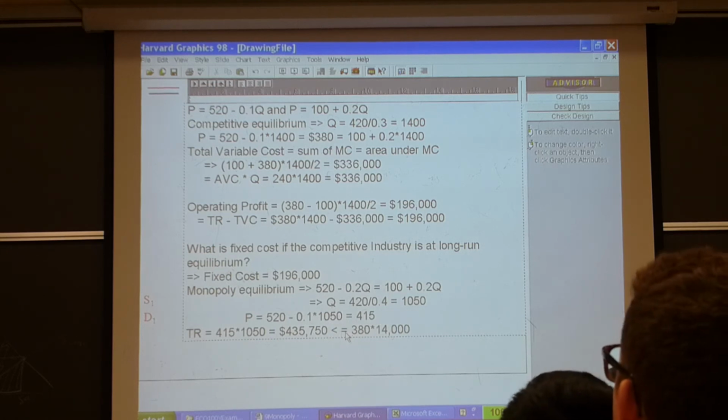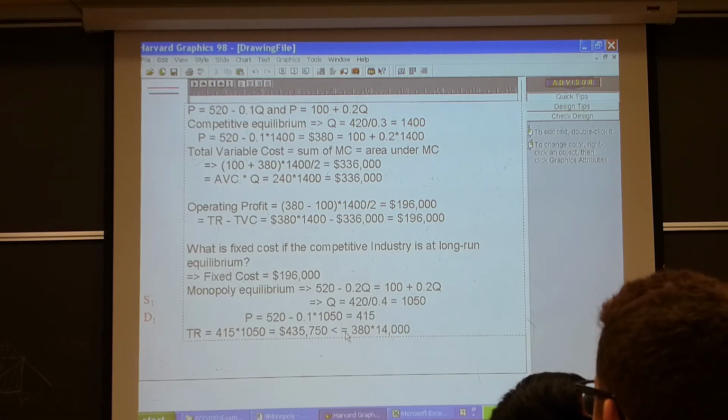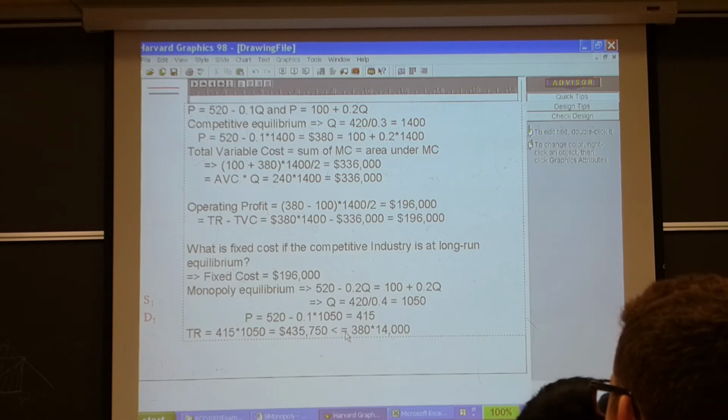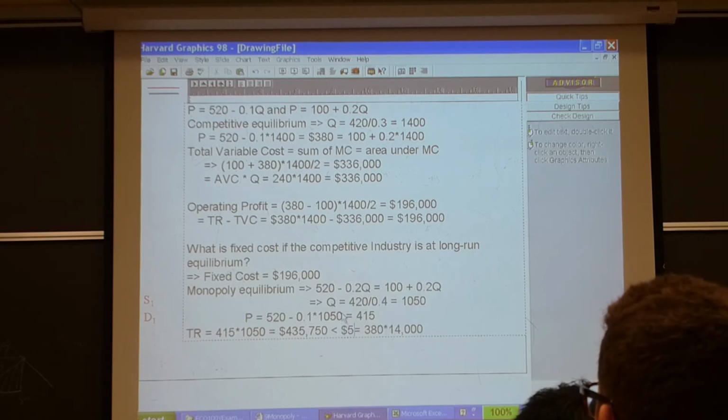So competitive equilibrium in this case is in the elastic portion. So this is, what did you say it was? So it can happen, but oftentimes it's less. In this case, no, sorry. Notice monopoly equilibrium, which I would say, is in fact less than competitive total revenue. Total revenue for the monopolist is less than competitive total revenue.